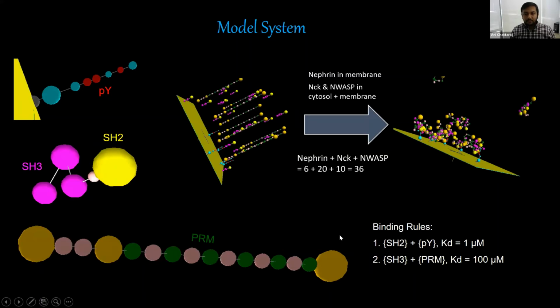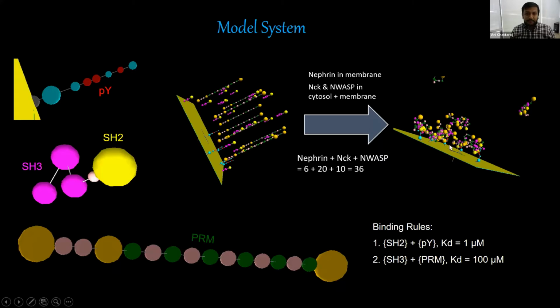So that's a snapshot from my SpringSaLaD visualization window. This is the situation at the beginning of the simulation. All the molecules are stretched out, and this little yellow patch represents a certain section of the membrane. Since nephrin is a transmembrane receptor protein, you can attach that molecule to this two-dimensional surface, while NCK and N-WASP can diffuse in the 3D space. However, due to this binding interaction, after some time they will interact with each other, and most of the molecules will be recruited near the membrane.